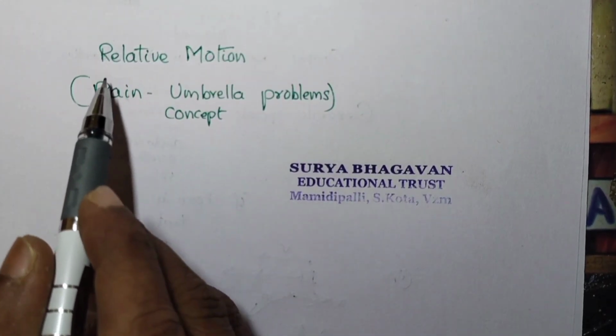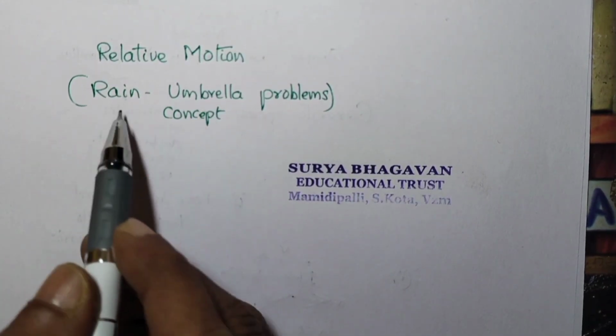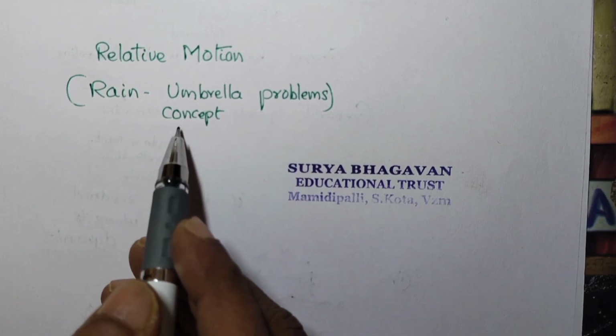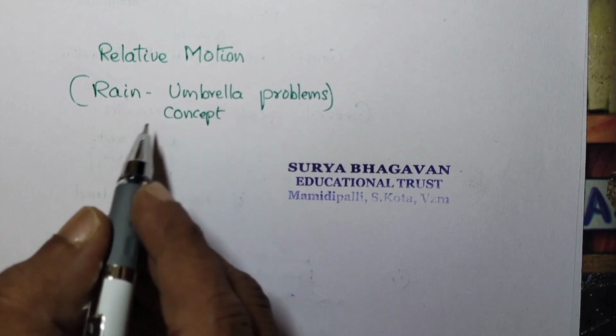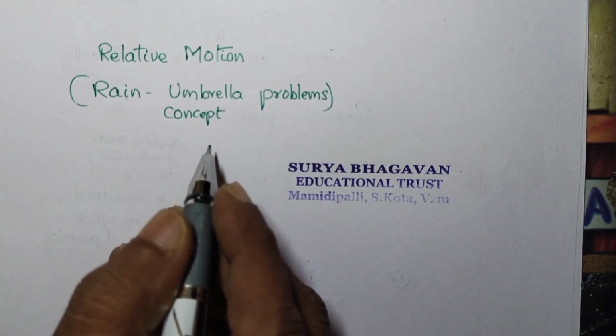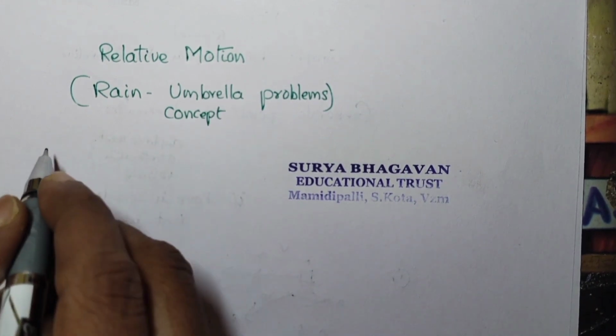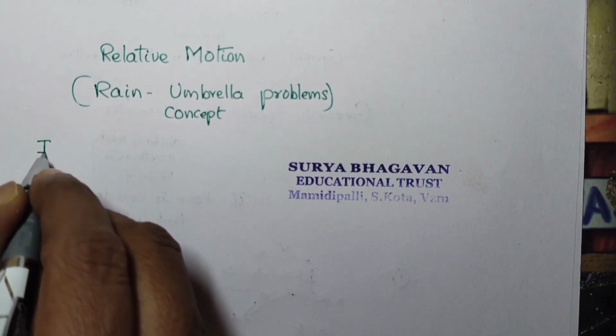Okay, students, let us see relative motion. The concept belongs to the rain umbrella problem concept. You see, in this concept, it is very similar to the river boat problems. You know already the river boat problems.